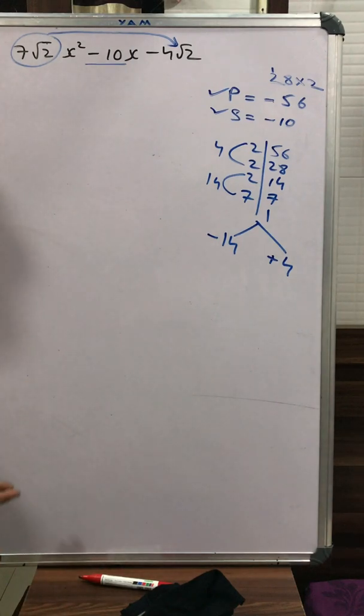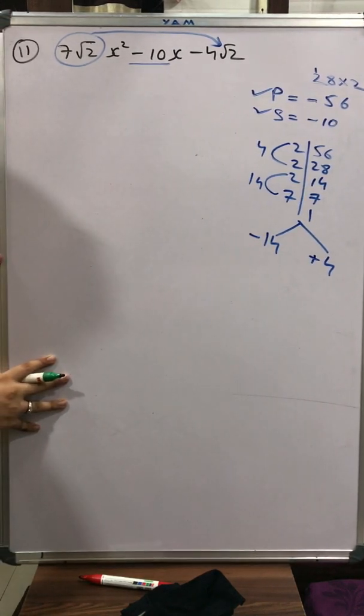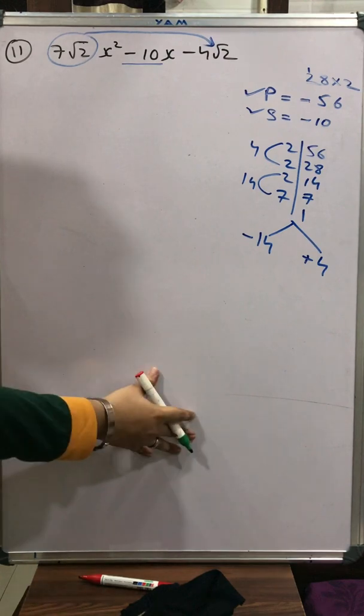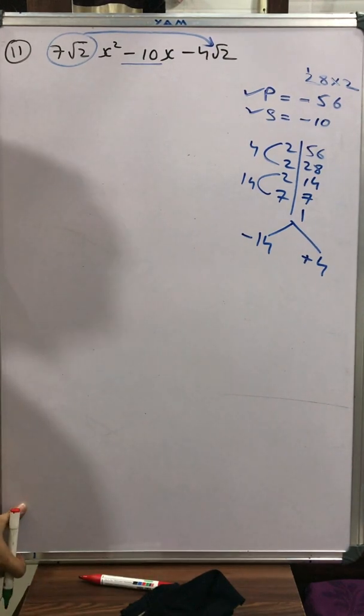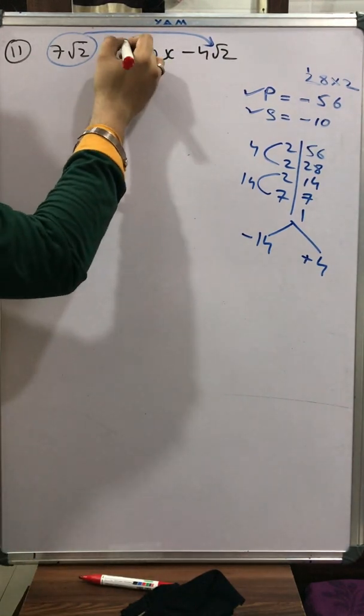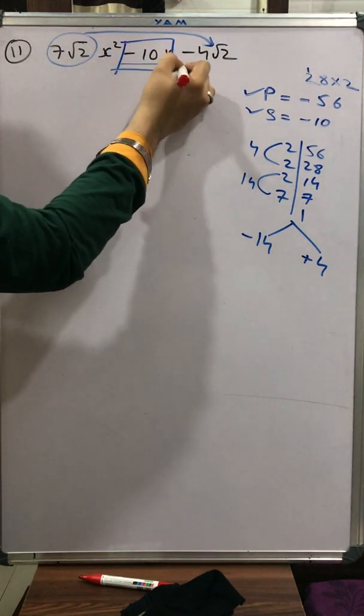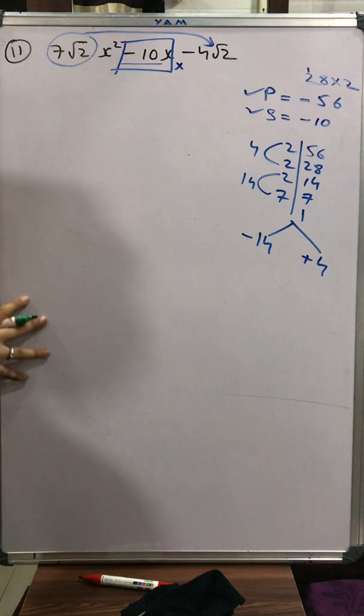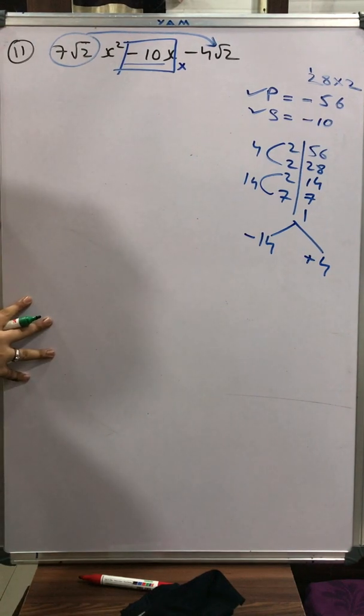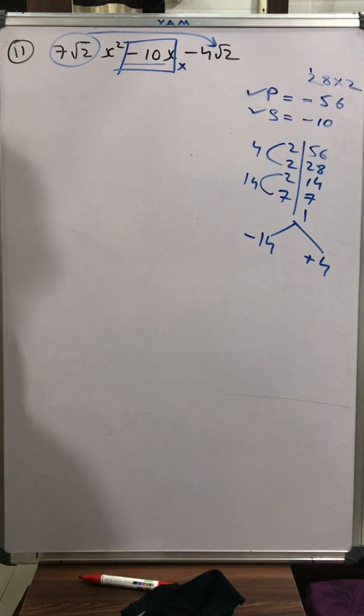So now let's proceed, students. You can solve with me simultaneously. My middle term over here is minus 10x. Be careful. I'll not write minus 10x because I'm splitting up the middle term here.